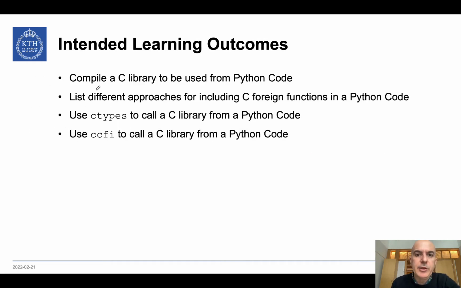By the end of this lecture, we'll be able to compile a C library to be used from a Python code. You will be able to list different approaches for including C foreign functions in a Python code. And then we'll look at two approaches for including foreign functions in Python code. The first one is called ctypes, and the second one is called CFFI. And both will allow us to call a C library from a Python code.